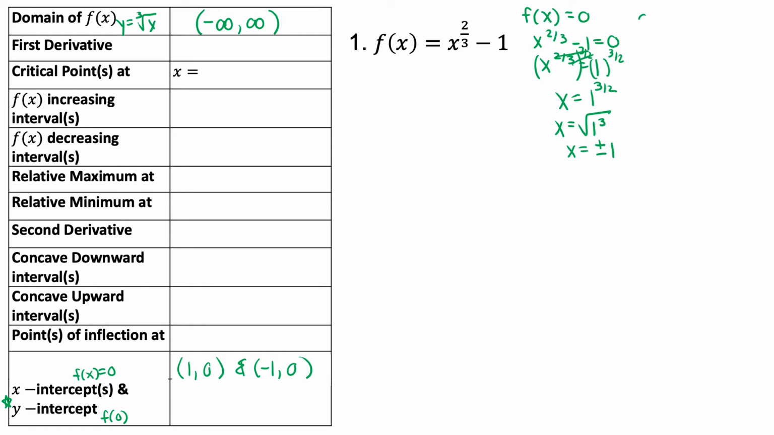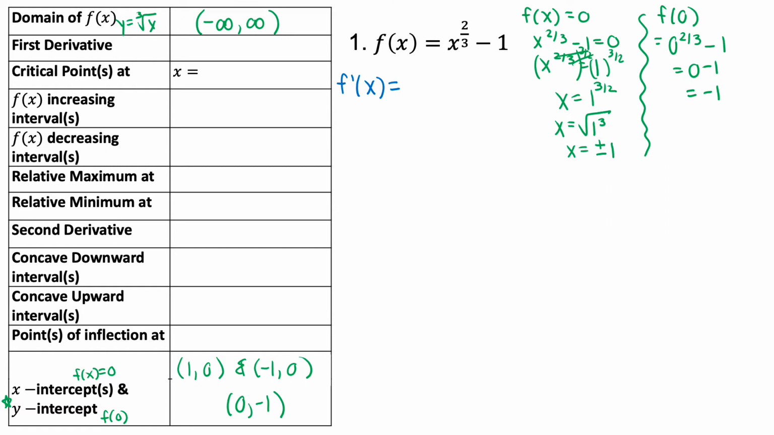We also want to find our y-intercept, which we can do by evaluating at 0, so we would get 0 to the 2/3 power minus 1, which is just 0 minus 1, which is negative 1. So we get our y-intercept at the point (0, negative 1). That's everything that we can get from our original function f of x. So from here we want to go ahead and take our first derivative.